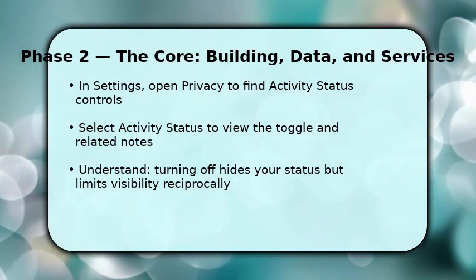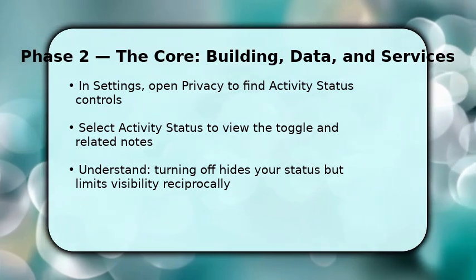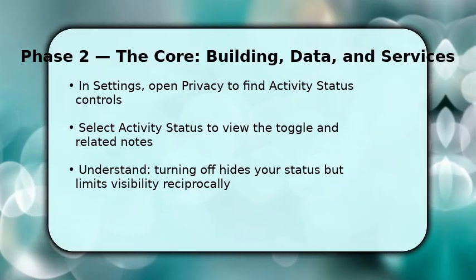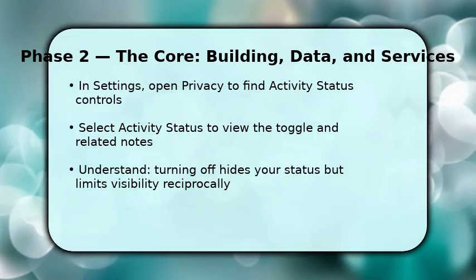Inside Settings, choose Privacy to reach Activity Visibility Controls. Once in Privacy, scroll to Activity Status and tap it. You'll see a clear toggle labeled Show Activity Status. Turn it off to stop showing when you're active or recently active.